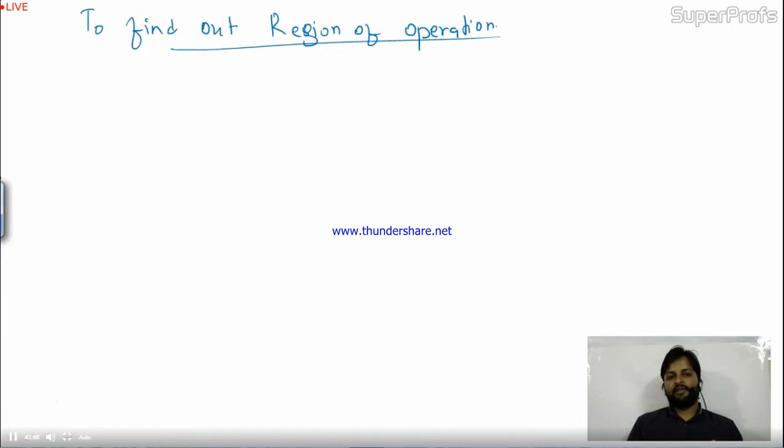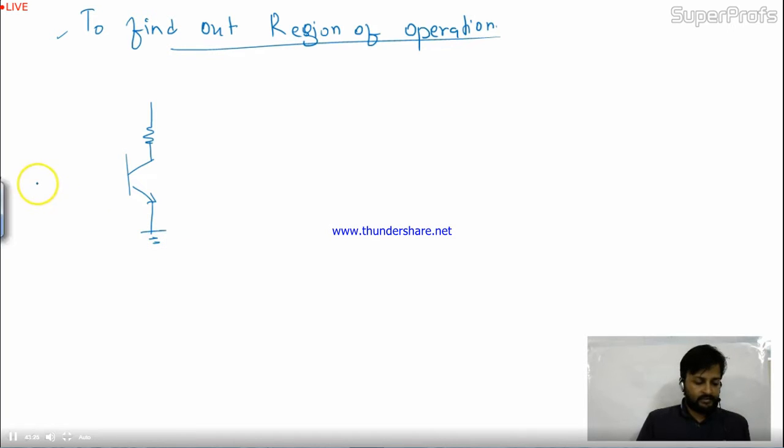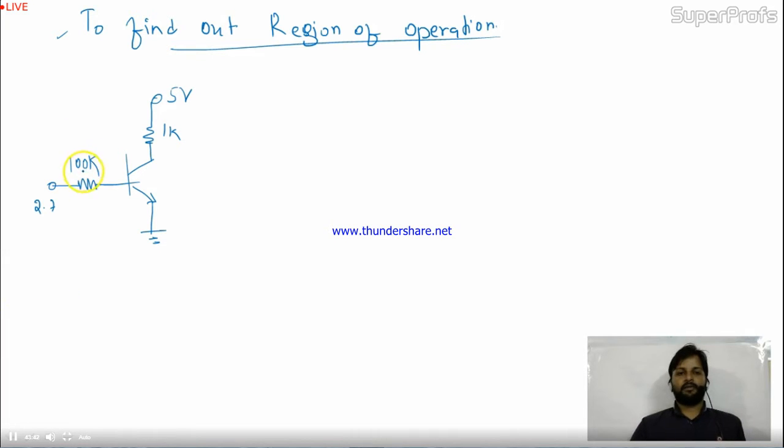See friends, what is the problem and why we have to check this? I'll tell you. Let me consider one problem over here. The problem is given: this is grounded. Here I have 100K like this, and this is 2.7, okay, and this is 1K and 5 volt. Now the question is, find out the region of operation. In which region is this transistor working?